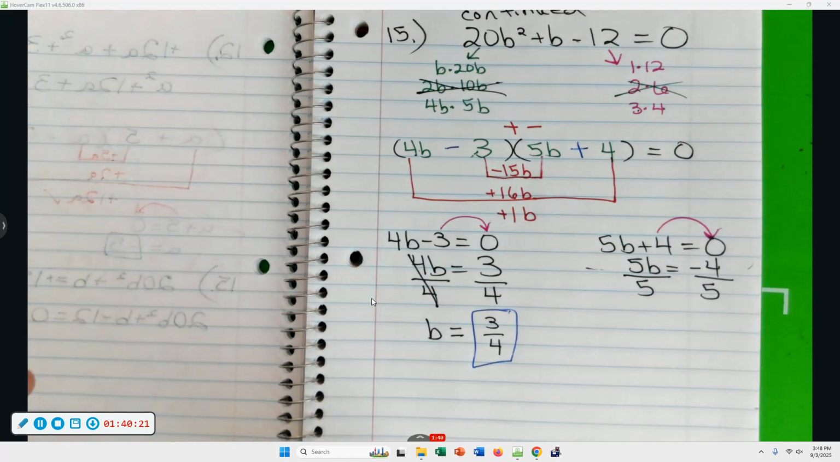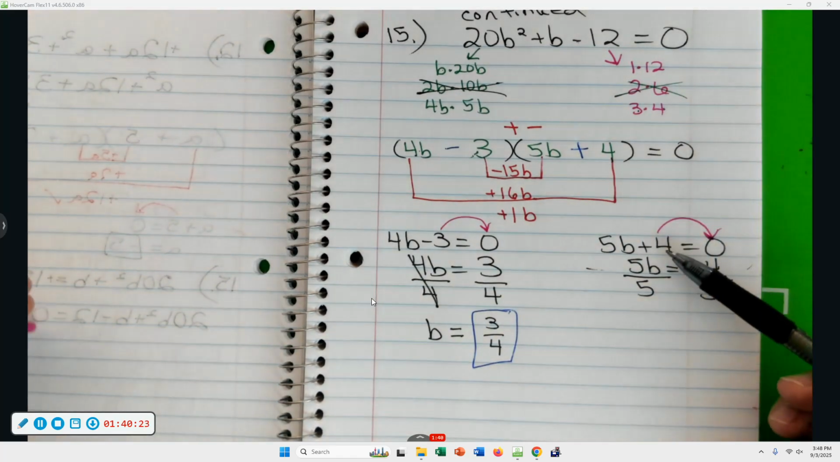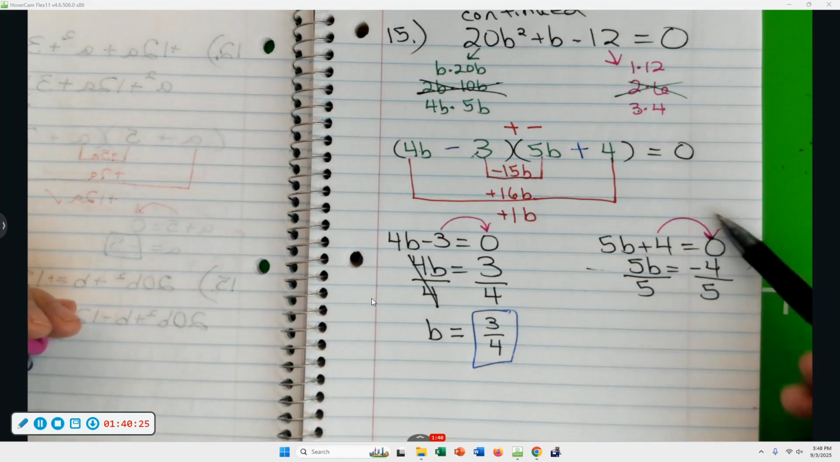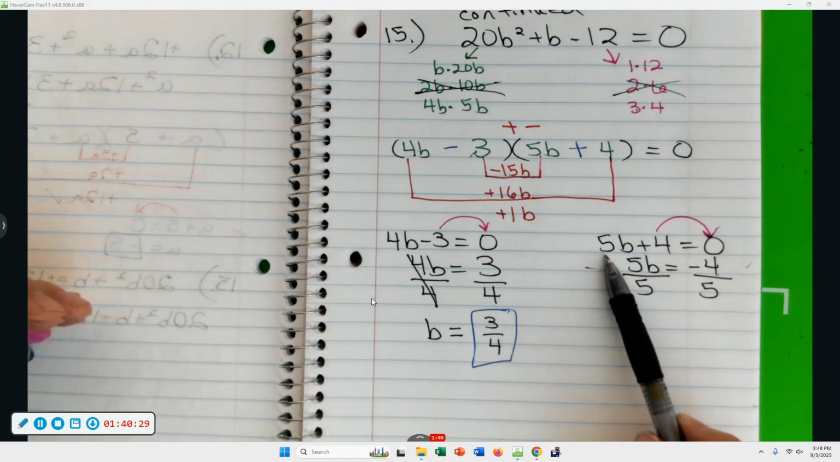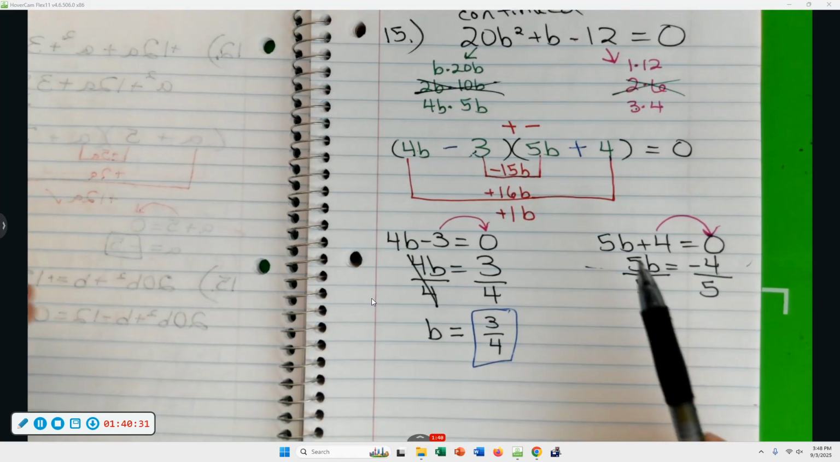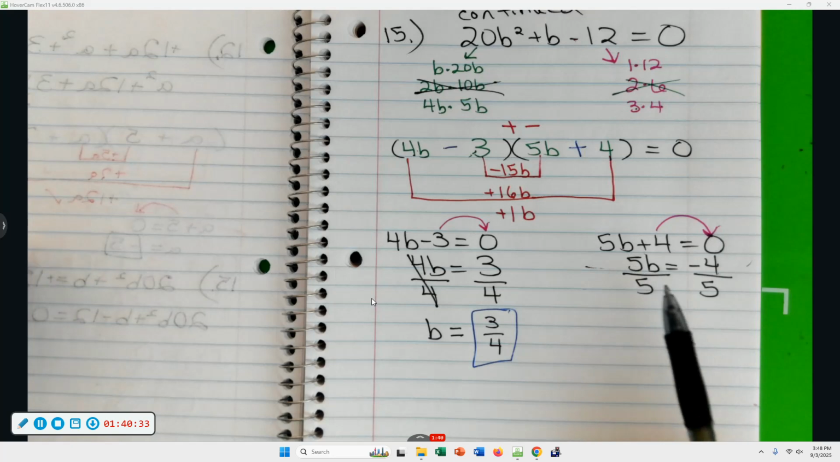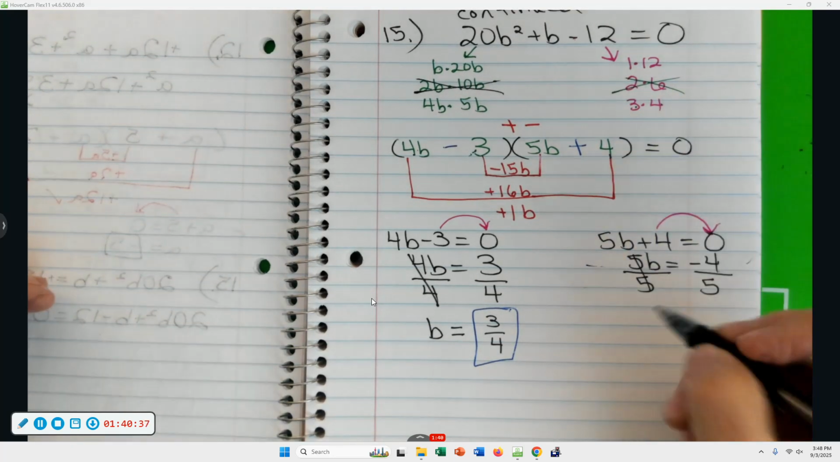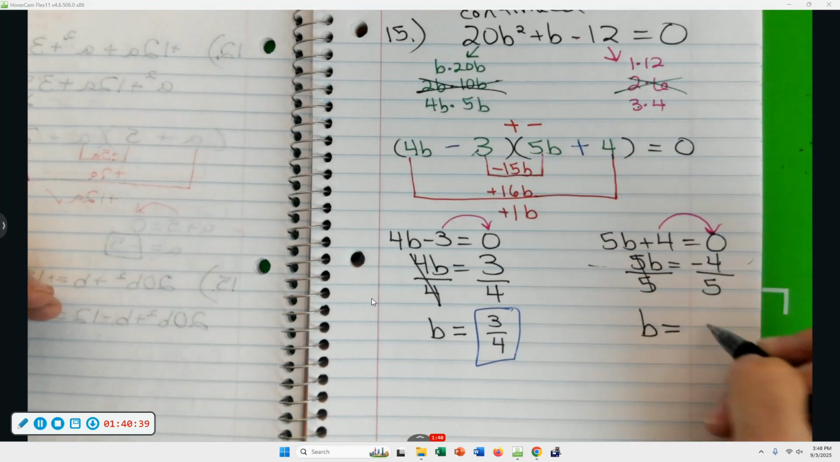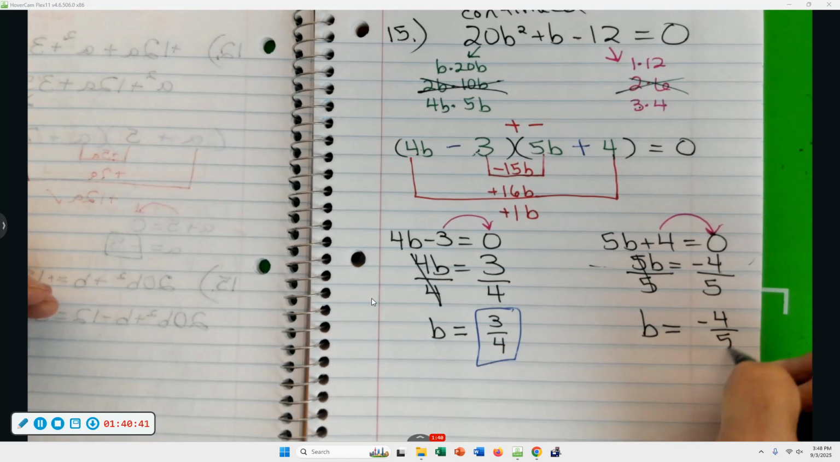And a word of warning. When you're undoing the addition and subtraction and move it over, the sign changes. But when you're dividing, you don't divide by a negative 5. You divide by the exact number. 5 divided by 5 cancels out to just give you 1b equals negative 4/5.